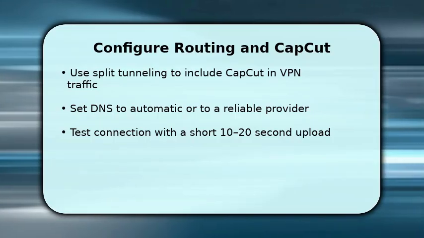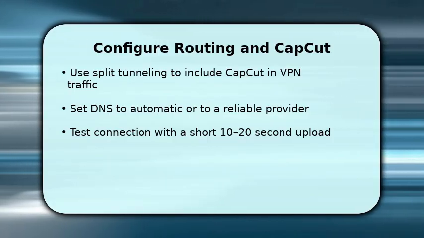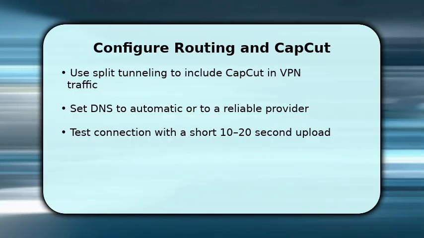Open VPN Turbo settings and enable split tunneling or app routing, then add Capcut to the routed apps list. This ensures only Capcut uses the VPN when needed. Also set DNS to automatic or a stable public DNS to avoid resolution errors.